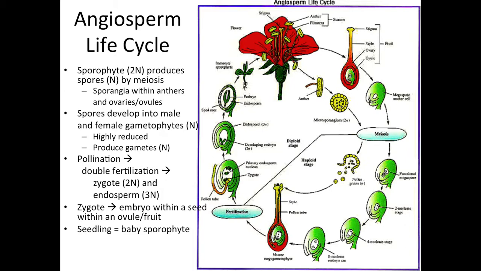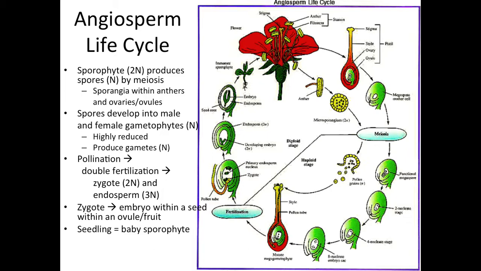So meiosis results in spores. And in this case, inside the anthers, you have the sporangia, and those are going to make microspores. The microspores are going to divide by mitosis, that's germination, and they're going to produce the pollen. And the pollen is the male gametophyte.